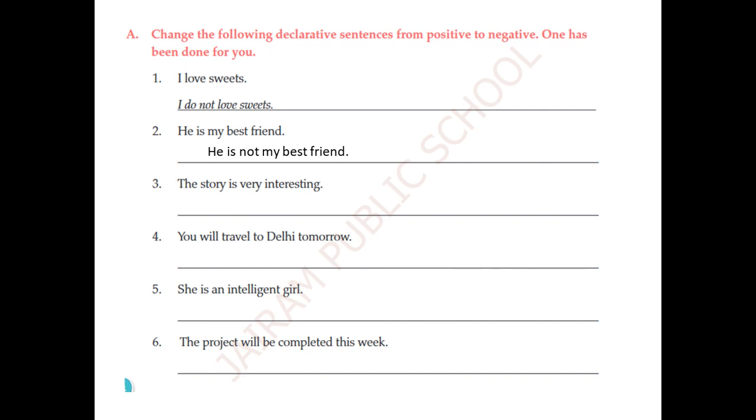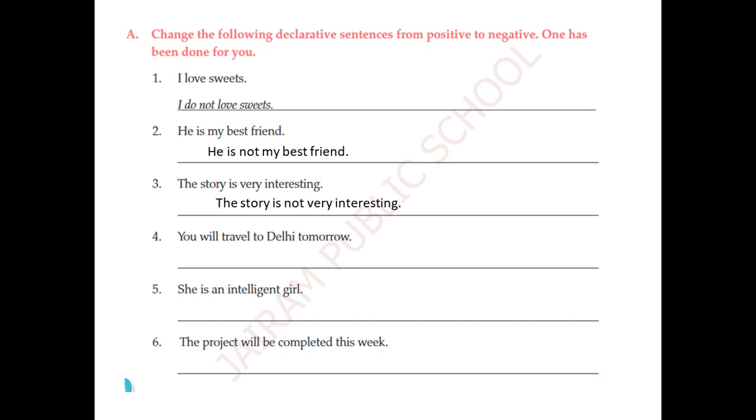The third sentence. The story is very interesting. This is also very easy for us, right? Because we simply add the negative word after the helping verb. What is the helping verb in the third sentence? Is. Is is the helping verb here. Now the negative sentence answer is: the story is not very interesting. Maybe a little interesting. Am I right? Exactly. The story is not very interesting.